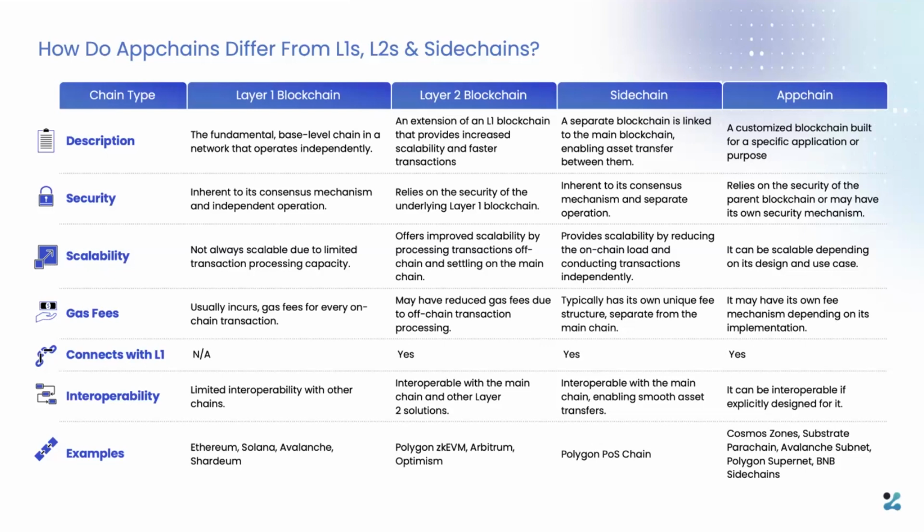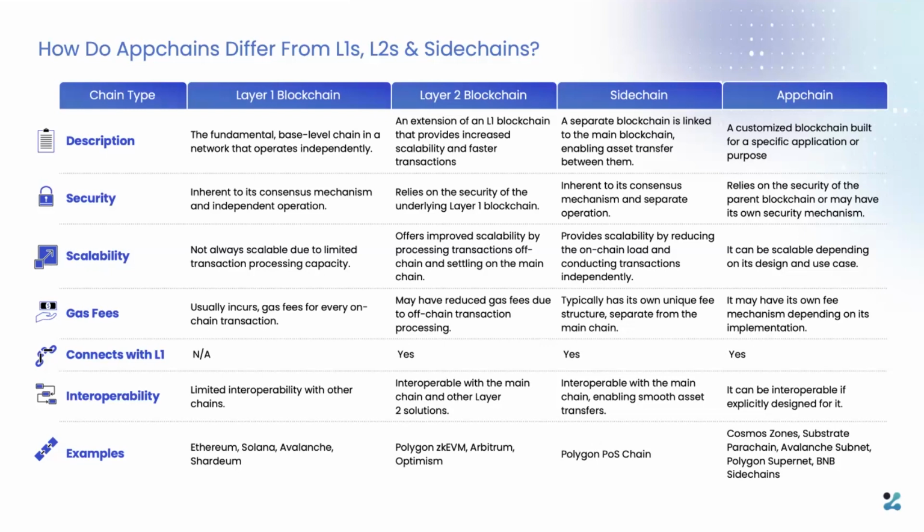and may be interoperable with other layer 2 solutions depending on how it has been architected. And as I mentioned, there are optimistic rollups like Optimism, Arbitrum. There are ZK-based layer 2s like Polygon zkEVM or zkSync, etc.